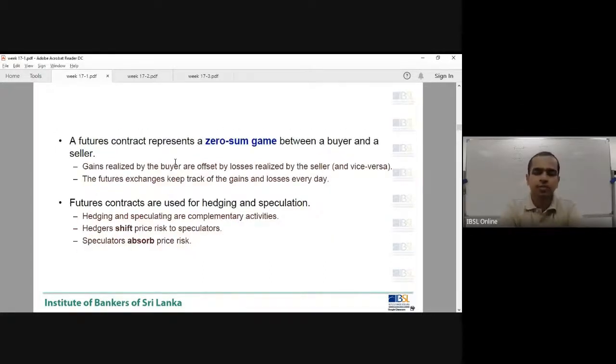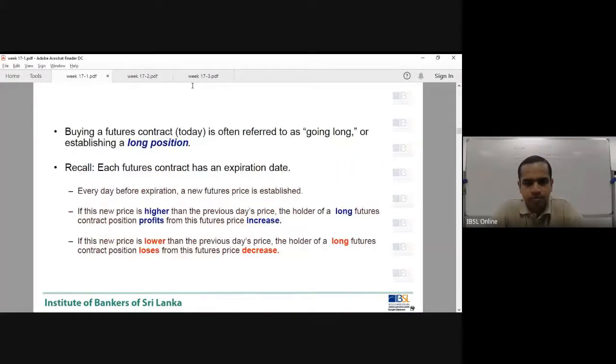Hedgers will shift the price risk to speculators. So if you don't want to take the risk, you can transfer it out to someone else using a derivative. So that person might decide to speculate on it. If you're speculating, then you're taking risk. Otherwise, you're hedging. Buying a futures contract is referred to as going long. Remember, long call option means buying.